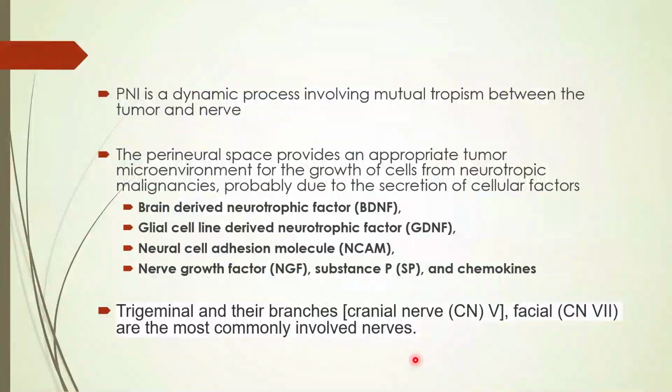So it is a dynamic process which involves mutual tropism between your tumor and nerve. Why does this happen? Because that perineural space is an appropriate tumor microenvironment. So there are multiple neurotropic factors released, like brain-derived neurotropic factor, glial cell line-derived neurotropic factor, NCAM, and your nerve growth factor. And the most important nerves which are involved in head and neck squamous cell carcinoma are the trigeminal and your facial.